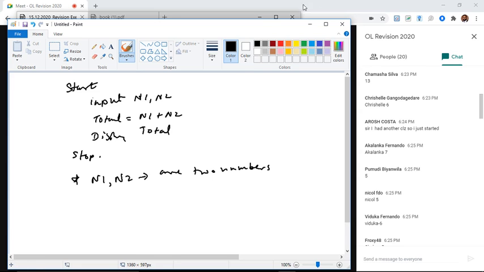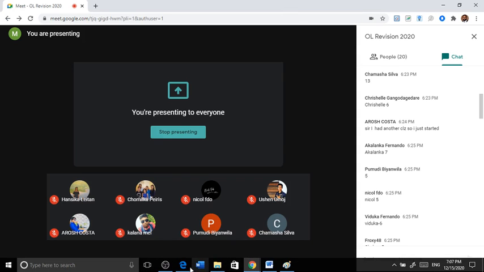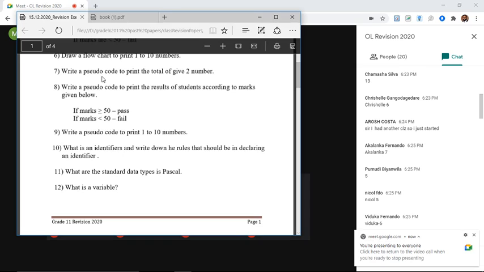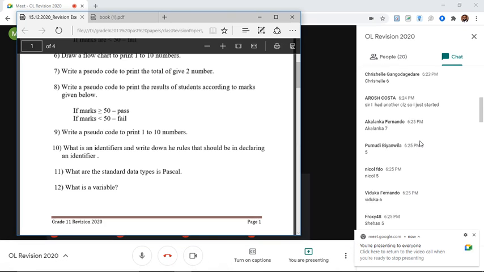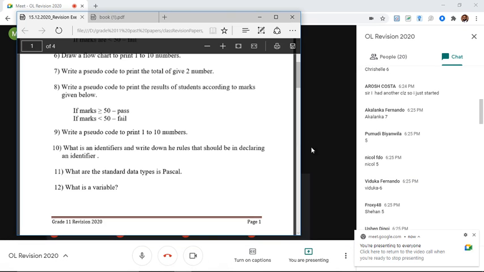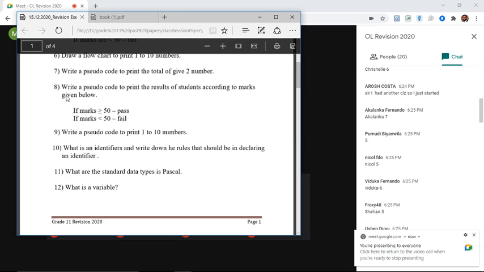Okay, so this will be the simple pseudocode to add two numbers and display the total. So they are asking for the average. Pseudocode to print the total of given two numbers. Yes, correct. Good. Right. Viduka, how about question number 8?